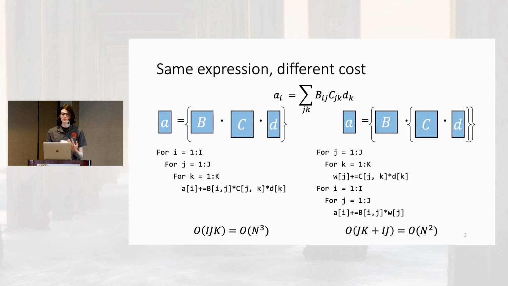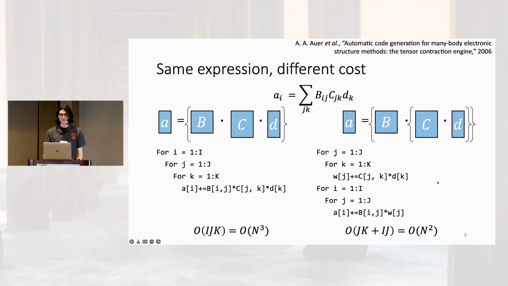Now, there are many optimizations that are equally applicable to both sides. Performance engineers could do something like parallelize or cache block or unroll, and they could apply to both of these equally, but it's difficult to beat that factor of n asymptotic speed up. So we choose the kernel on the right-hand side. This optimization is easy to spot by hand, but it's also automated in systems like the tensor contraction engine.